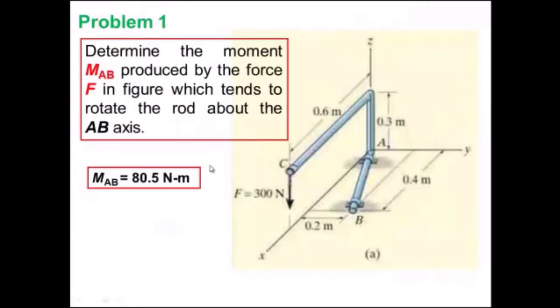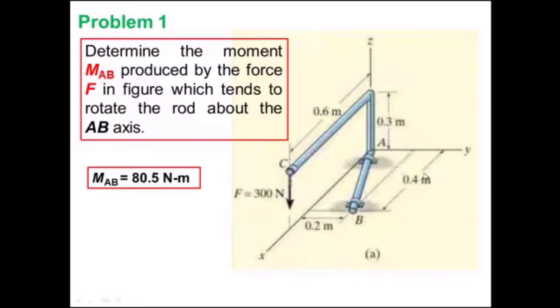Now we'll try to solve this problem. You see, there are some pipelines given. Determine the moment MAB produced by the force F in the figure, which tends to rotate the rod about the AB axis. So this force is rotating about this axis.